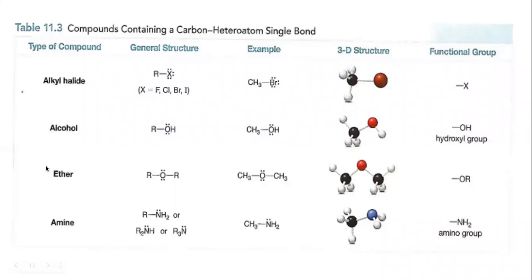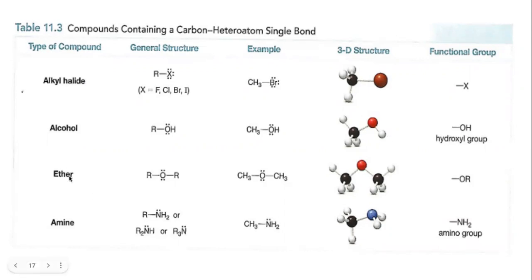Then we have our alcohol groups. So again, we have our CH3, and what we're really going to look for is this oxygen and this hydrogen that have this single bond here, and it's represented in this 3D structure where the carbon has its 3 hydrogens. This molecule is representing the oxygen, and this molecule is representing the hydrogen.